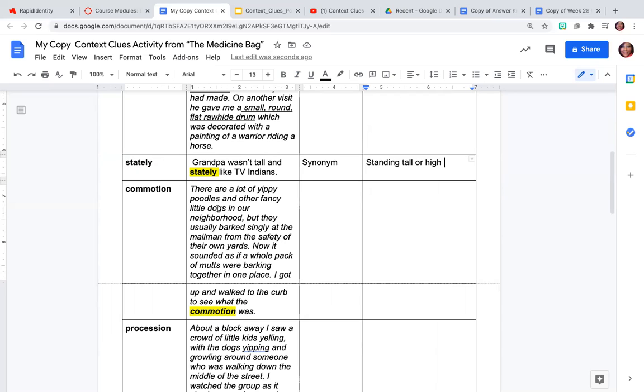So let's go back into the paragraph. There are a lot of yippy poodles and other fancy dogs in our neighborhood, but they usually bark singingly at the mailman from the safety of their own yards. Now it sounded as if the whole pack of mutts were barking together in one place. I got up and walked to the curb to see what the commotion was. So we're seeing up here a lot of yippy poodles, but they usually barked in their own yards. This right here tells me from the context clues that this is an explanation.